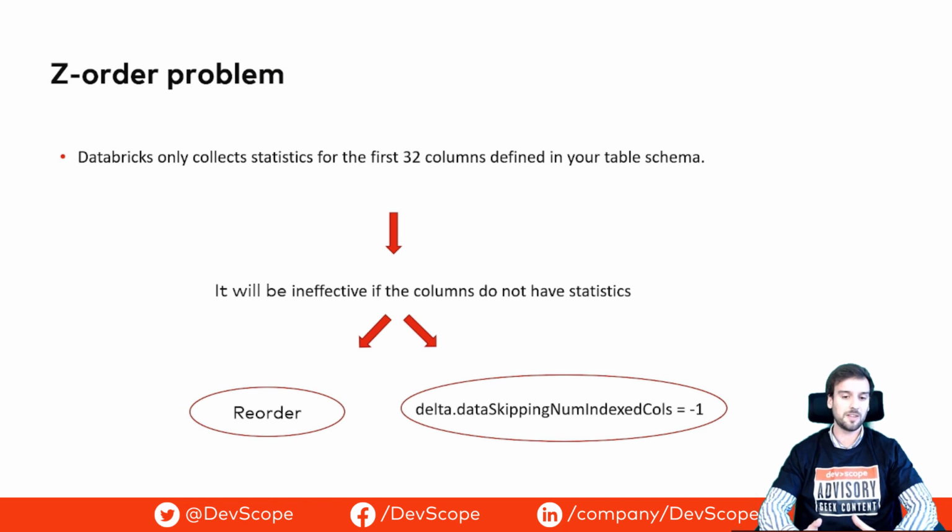You can fix this in two ways. You can reorder and rewrite your table, placing the columns that you are using in Z-order in the first 32 columns and have statistics for that. Or you can use this command and apply it on Databricks, and you are basically telling Databricks to store the statistics for all the columns in your table.